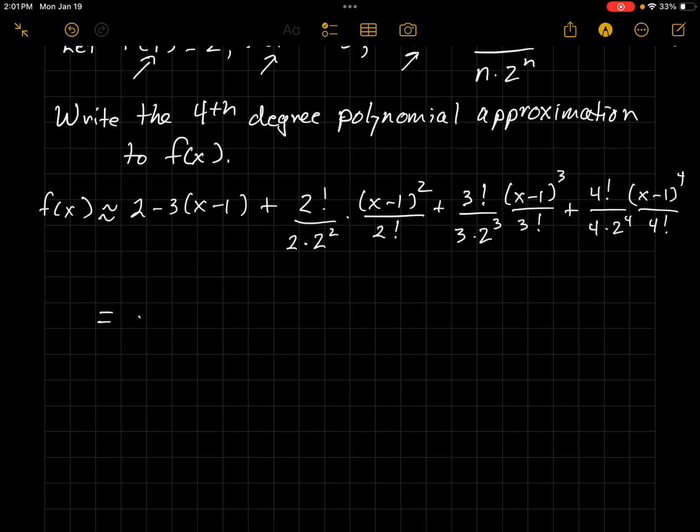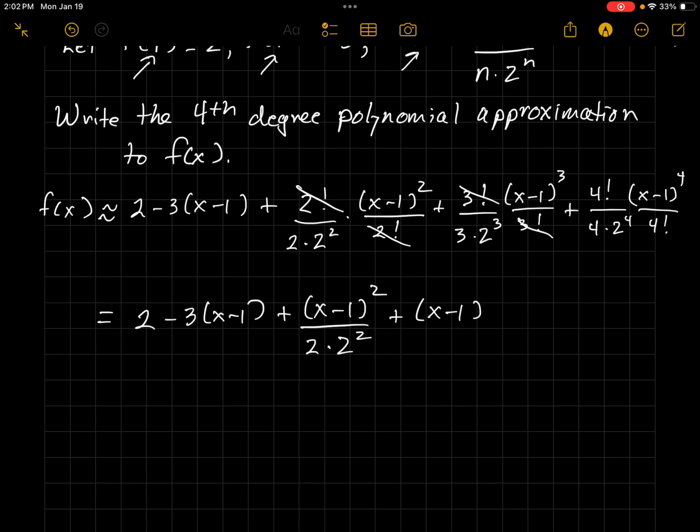And I'll clean this up just a little bit. So we have 2 minus 3 times x minus 1. Those factorials cancel. So we get x minus 1 squared over 2 times 2 squared. You can put those together if you so desire. Next term, my 3 factorials cancel. So I get x minus 1 cubed over 3 times 2 cubed. Final term, 4 factorials cancel, leaving us with x minus 1 to the fourth over 4 times 2 to the fourth.